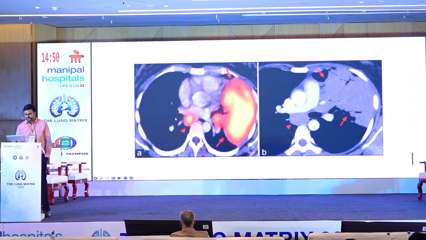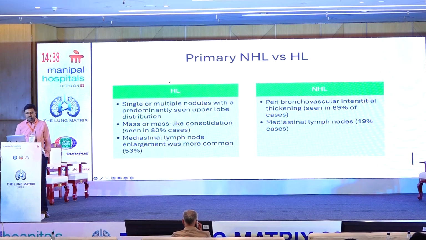Another patient, 27 years old, presented with a soft tissue mass with mediastinal lymph nodes. The diagnosis was a primary Hodgkin's lymphoma. All these patients had no extrathoracic manifestations. The primary differences between non-Hodgkin's and Hodgkin's: non-Hodgkin's usually presents as a single mass or multiple nodules in an upper lobe distribution, and mass-like consolidations in almost 80% of the cases, and mediastinal lymph node enlargement is more common in Hodgkin's.